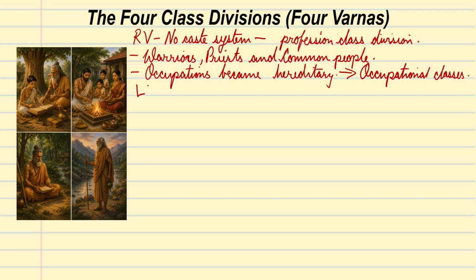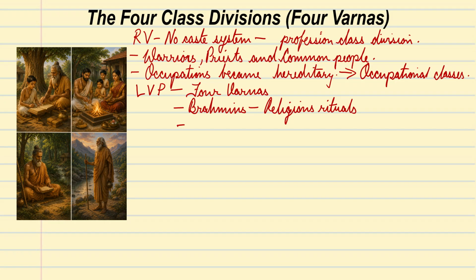So during the later Vedic period, we have the four Varnas. What are the four Varnas? First Varna is Brahmins. They performed the religious rituals. After that, we had the Kshatriyas. They were engaged in wars, and ruling. Then we had the Vaishyas.